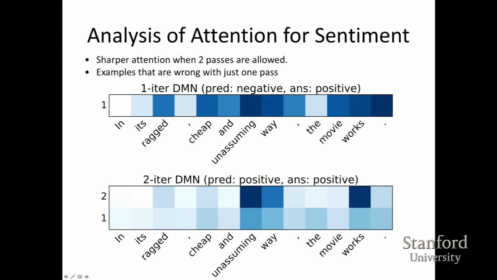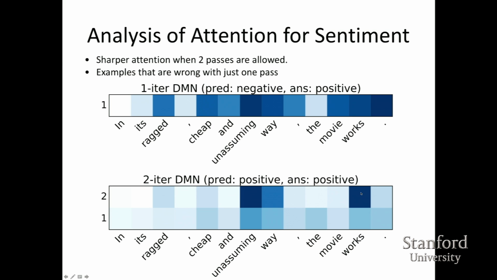Now, on two passes, the model is not quite certain where to pay attention in the very first pass. A little bit of cheap, unassuming, way, somewhat oddly, and works. But in the second one, it takes into consideration the context of that whole sentence and really increases the attention to the movie working and being sort of unassuming, which is less negative than, for instance, just cheap, and now correctly classifies it as positive.